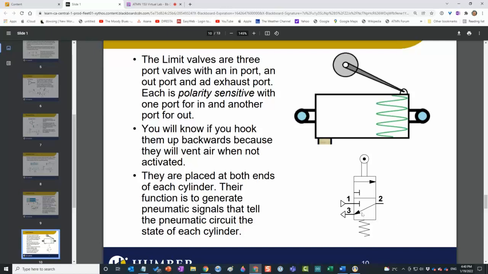So there you go. These things are used to generate some kind of signal that indicates the state of the pneumatic cylinder. It's either all the way extended or all the way retracted.